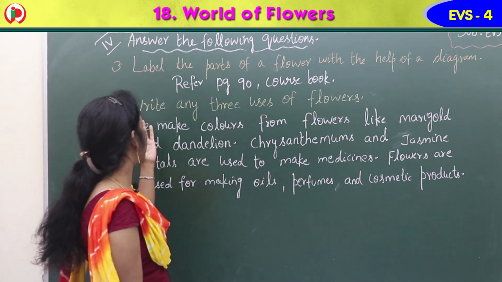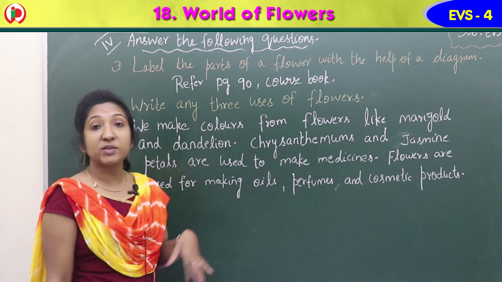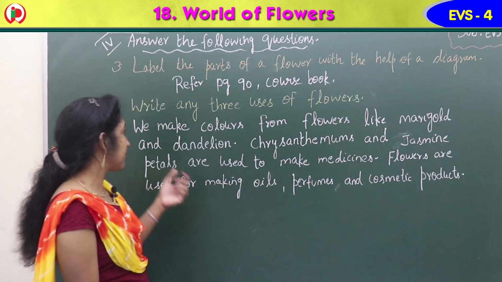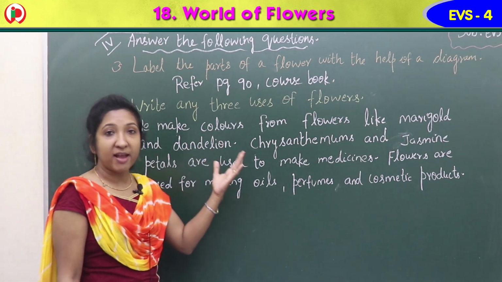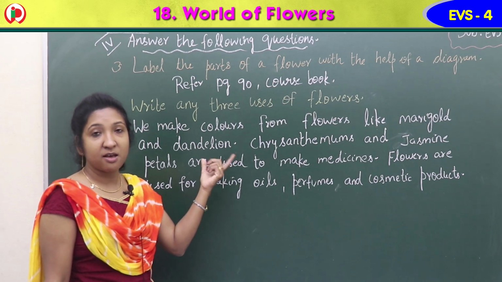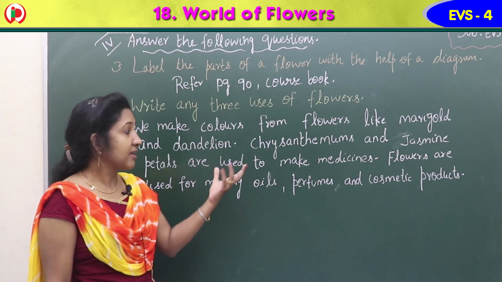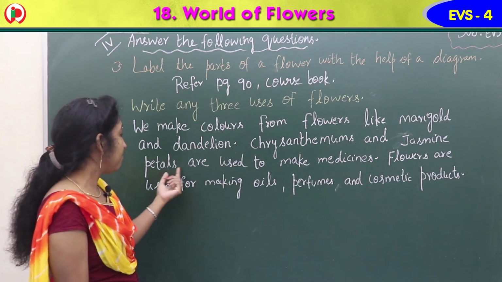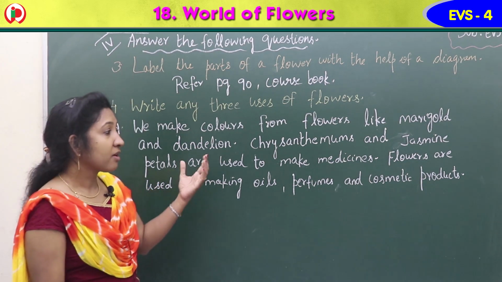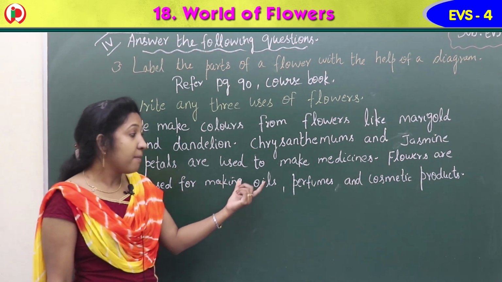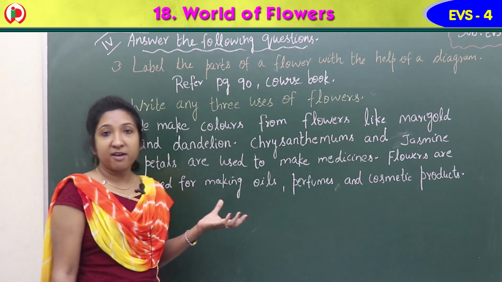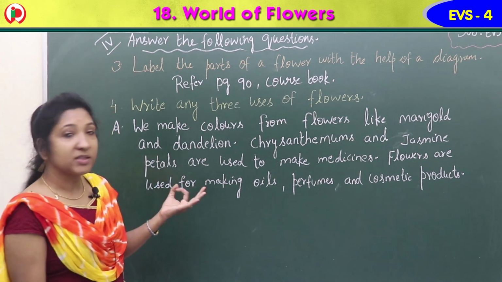Okay, yes. Now coming to the fourth question, write any 3 uses of flowers. So we learned about different uses of flowers, isn't it? Yes. Answer: we make colors from flowers like marigold and dandelion. From these flowers we make colors. We dye clothes, isn't it? Yes. Then chrysanthemums and jasmine petals are used to make medicines. We use flowers to make medicines also. Flowers are used for making oils, perfumes and cosmetic products. So these are the uses of flowers. So write any 3 uses of flowers.